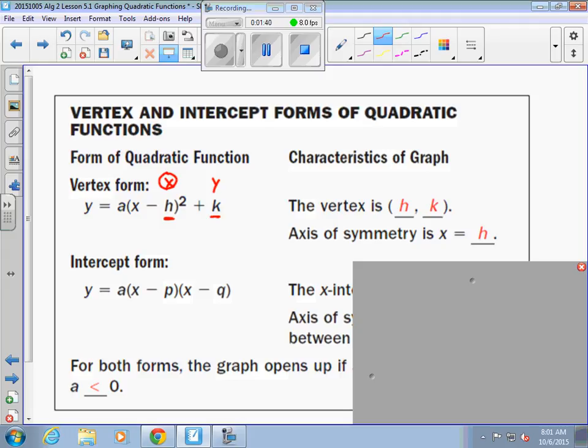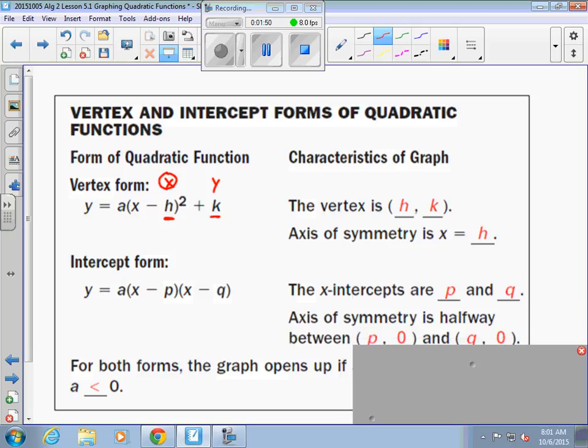The intercept form is y equals (x minus p) times (x minus q). Again, the x-intercepts are p and q. This one is your x-intercept, and this one is your other x-intercept. Notice there's no y-intercept. We're not talking about the y-intercept.